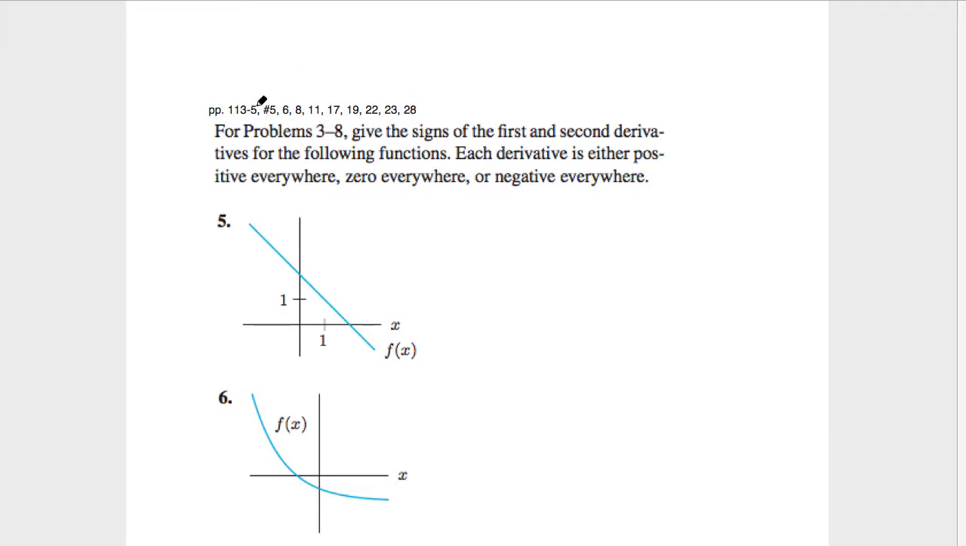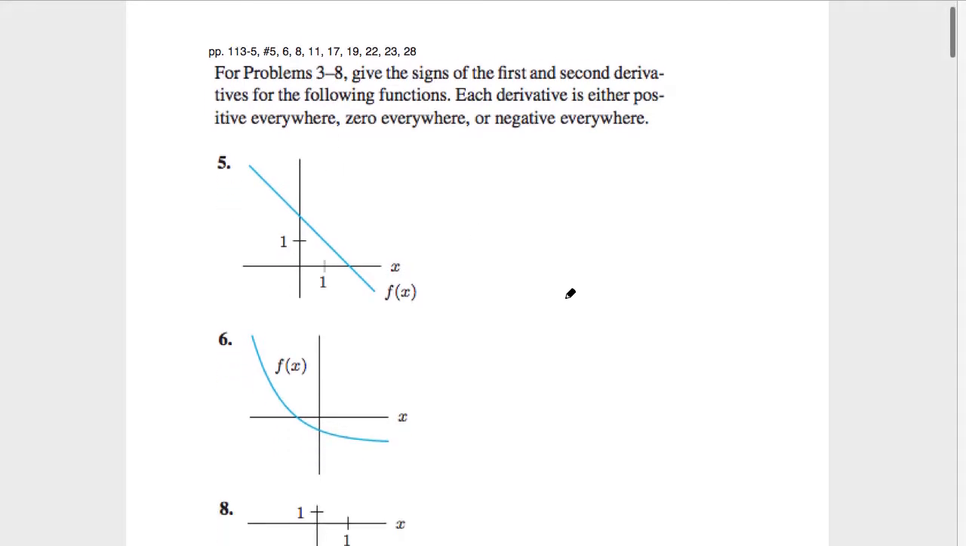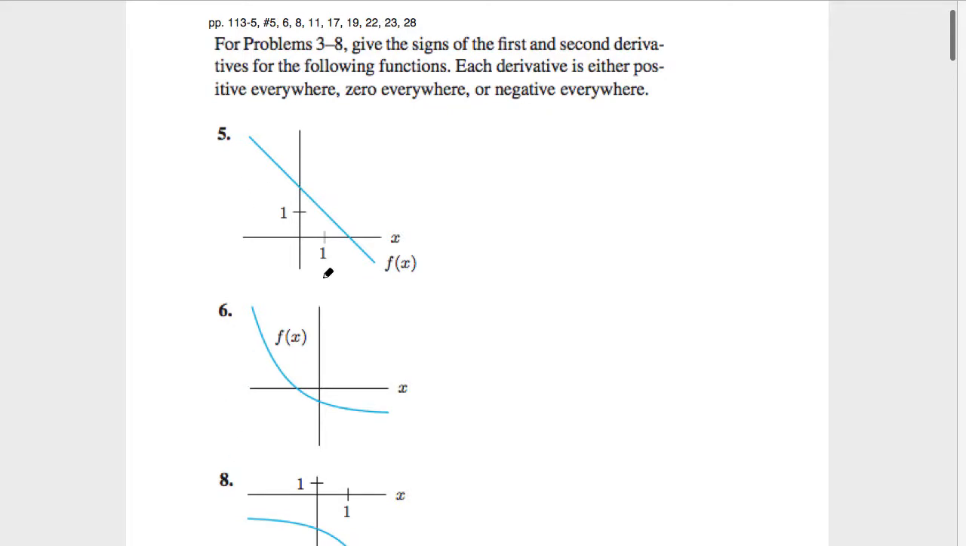So we have all of these problems from the textbook. And with the first three problems, 5, 6, and 8, we're just giving the signs for the first and second derivatives for each of these following functions that are given. So it's specified that each derivative is either positive everywhere, 0 everywhere, or negative everywhere. So let's take a look at number 5.